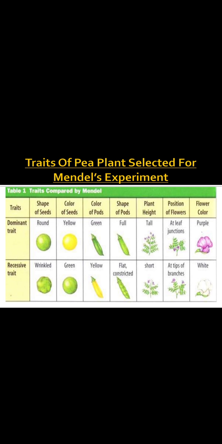Okay, next trait that we are studying is color of the seed. So two types of color we can see, one is yellow color and one is green color.